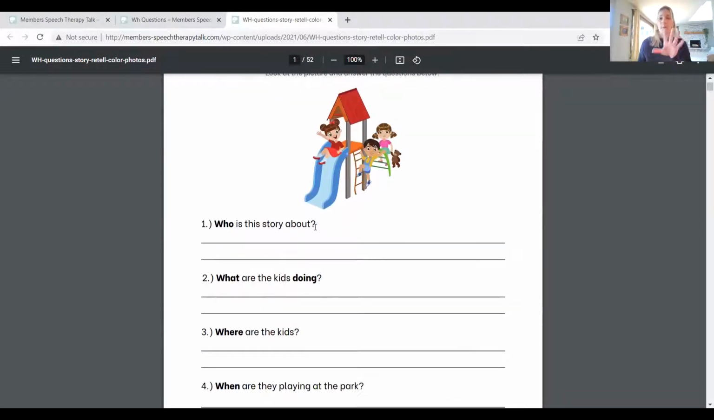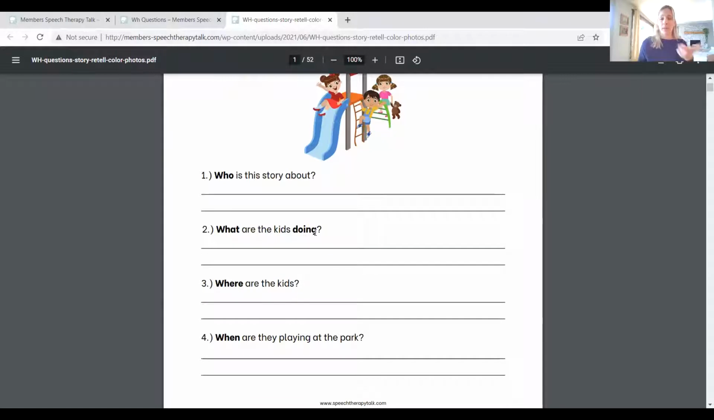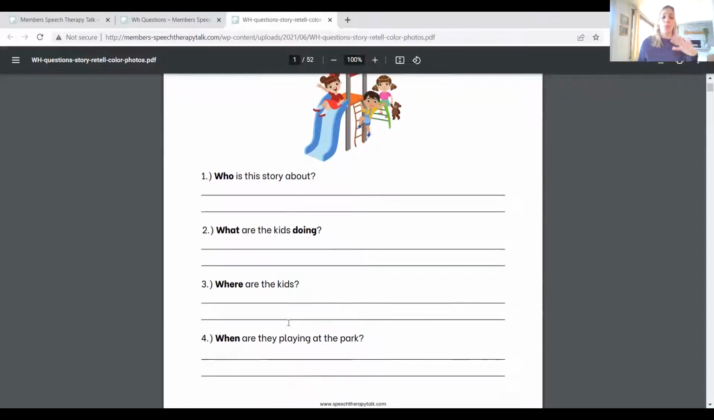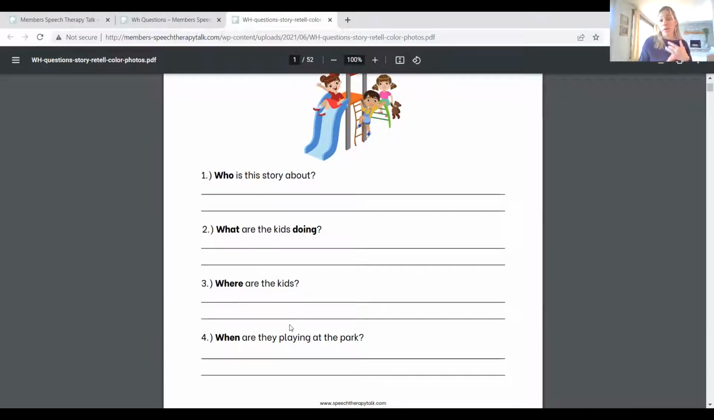So who is this story about? Kids. What are they doing? They're playing, they're climbing. Where are they? They're at the park, they're at the playground. When are they playing? During the summer, during the day. If you want to do past tense verbs, in a minute, I'll show you. You could tell them this happened yesterday.